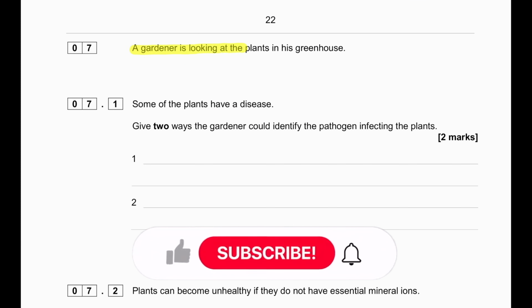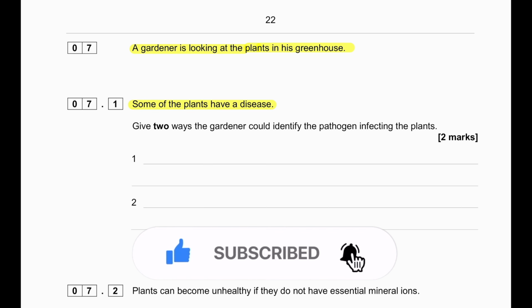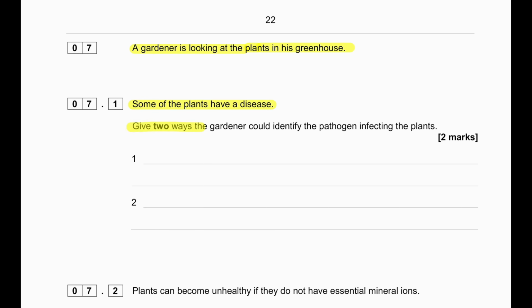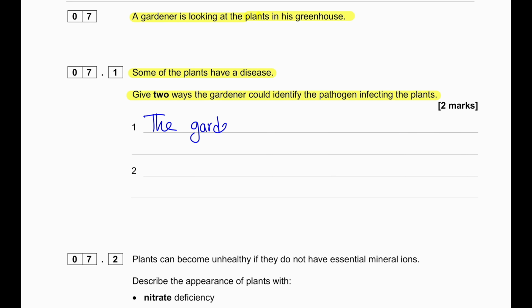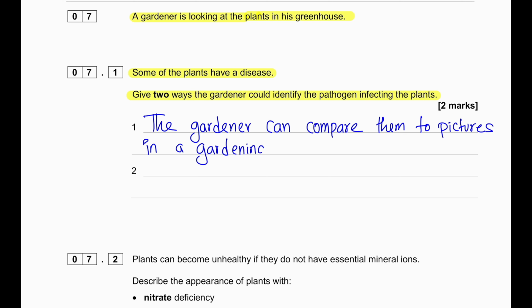A gardener is looking at the plants in his greenhouse. Some of the plants have a disease. Give two ways the gardener could identify the pathogen infecting the plants. First of all, the gardener can compare them with pictures in a gardening manual or on a website. And then, if he is unable to detect it, he can do a second process: he can take samples and send them to the laboratory for testing.